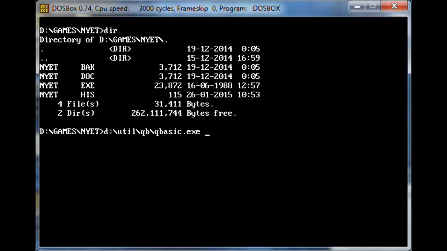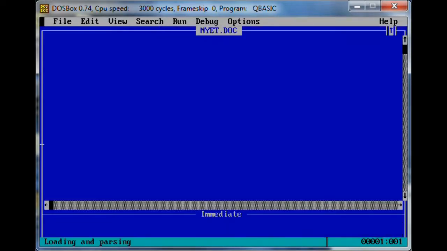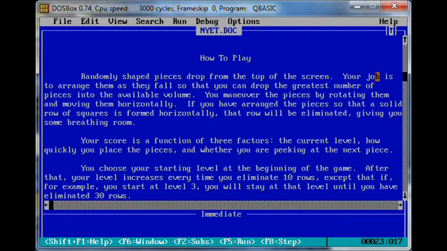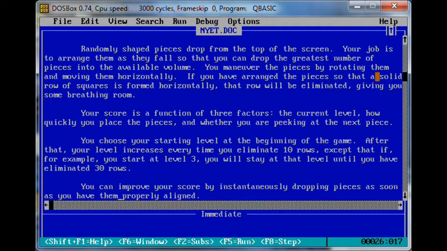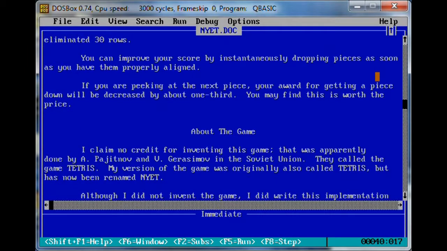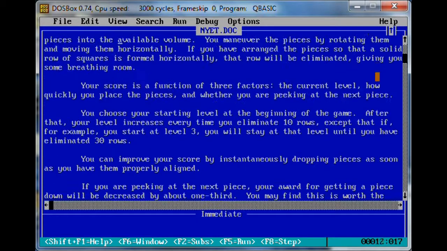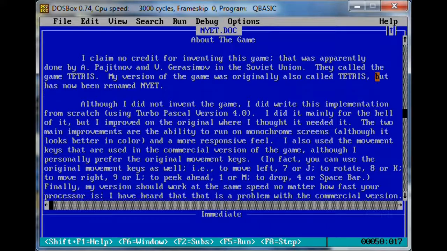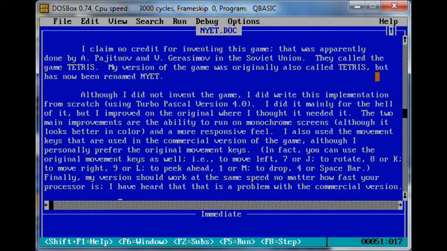So let's see. Nyet.doc. There we go. The inbuilt DOS edit was derived from QBasic anyway, so this works just fine. A lot of the top part is not worth looking at. He explains essentially how Tetris works, but the reason I want to load this up is right here he credits the original developer. And this is something interesting that I wanted to talk about.